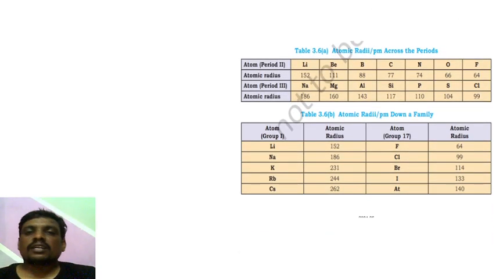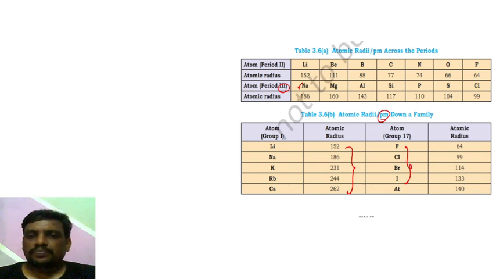Here is atomic radius in pm across the periodic table. Let us take period number 2: lithium, beryllium, boron, carbon, nitrogen, oxygen, fluorine. Atomic radius is given here. For period 3, the elements I mentioned and their atomic radii. Atomic radii in pm going down, and these are the units. For group 1, atomic radius is mentioned here. For group 17, atomic radius is mentioned here.